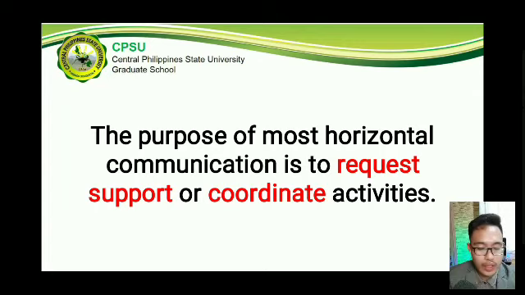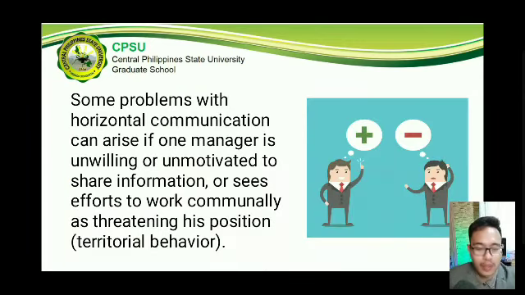Some problems with horizontal communication can arise if one manager is unwilling or unmotivated to share information, or sees the effort to work together as threatening his position. That is a territorial behavior. In a case like that, the manager at the next level up will need to communicate downward to reinforce the company's value of cooperation. So as you can see, there is a mix of communication flow, right? I was talking about horizontal communication flow. However, in this case, if there is a territorial behavior between two employees, you can apply downward communication.